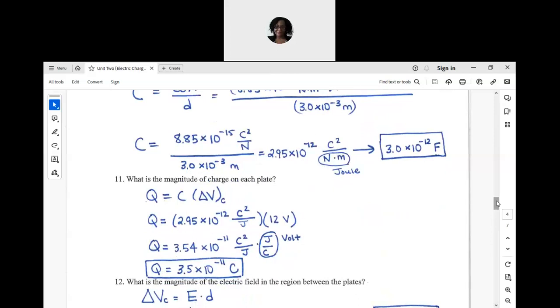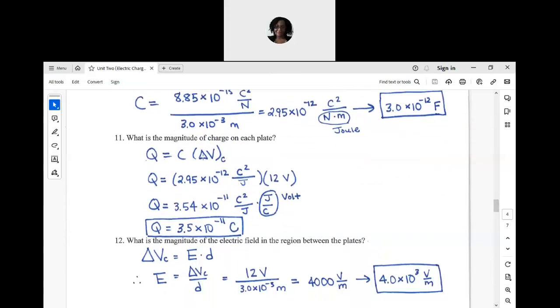I have now enough information to figure out the magnitude of the charge on each plate, because I know that delta V for the capacitor is eventually going to be the same as delta V for my chain of batteries. So that's going to be 12 volts. I know the capacitance value, and I left the units in coulombs squared over newtons times meters here because I could take the volt, write it as a joule per coulomb, and it becomes really clear where the rest of the unit cancellation happens. This is 3.5 times 10 to the negative 11 coulombs.